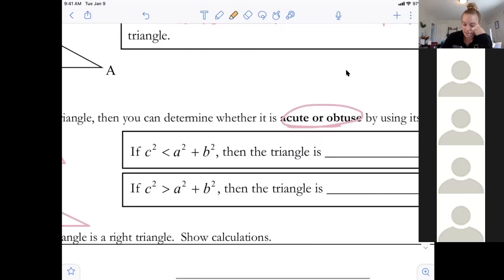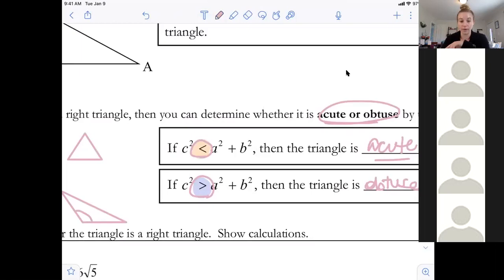If c squared is less than a squared plus b squared, then that triangle is going to be an acute triangle. I think of acute and less than because all the angles are less than 90. So I think less than, small, acute, those kind of words go together. I associate them together in my brain. If c squared is greater than a squared plus b squared, then that triangle is obtuse. Obtuse, bigger, greater than, bigger than 90. Those words go together in my brain too. So less than acute, greater than obtuse.